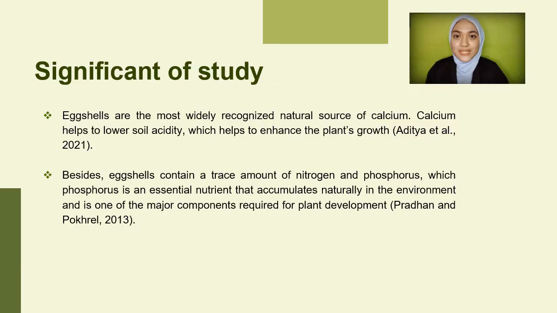curving of the leaf. This research is important because eggshells are the most widely recognized natural source of calcium, which is approximately 90% more effectively absorbed from eggshell than limestone, coral, or oyster shell. Calcium helps to lower soil acidity, which helps to enhance the plant's growth. Besides, eggshell contains a trace amount of nitrogen and phosphorus, which are essential nutrients that accumulate naturally in the environment and are among the major components required for plant development.